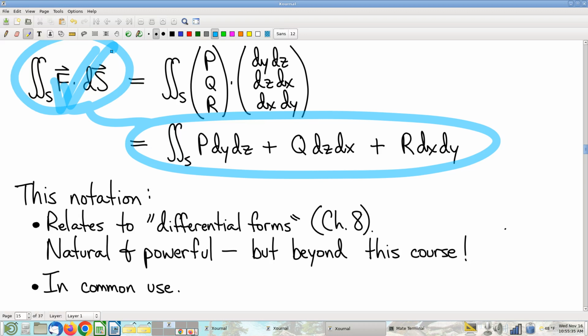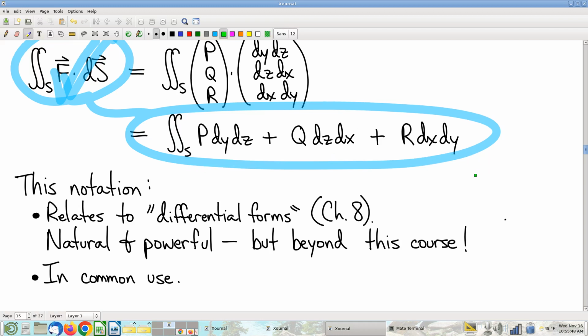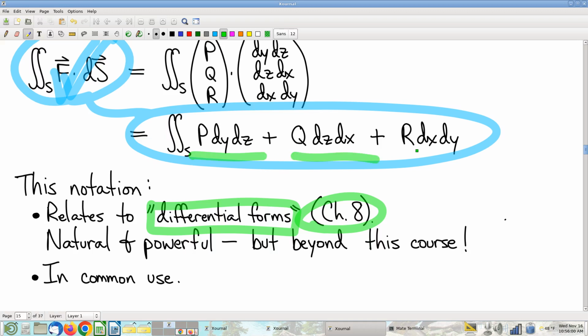Just be aware that this notation is out there, and now in defense of this notation that we're not going to have all that much use for in Math 219, let me tell you why people like it and why people are very reasonable to like it. If you write down differential forms, and again, take a glance if you're curious at Chapter 8, that's what differential forms look like. They actually look a lot like this.